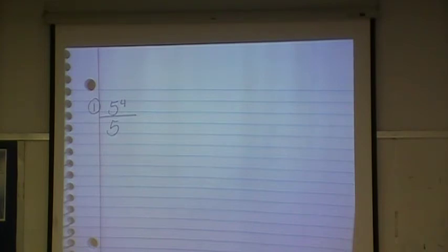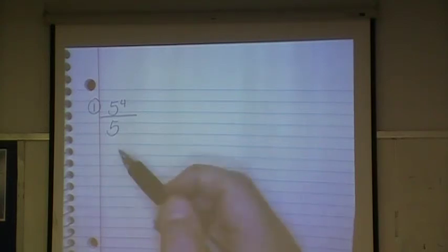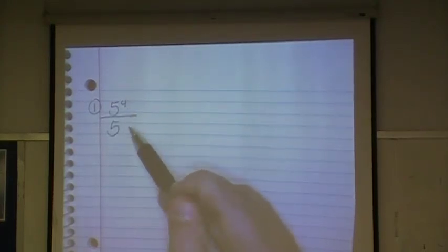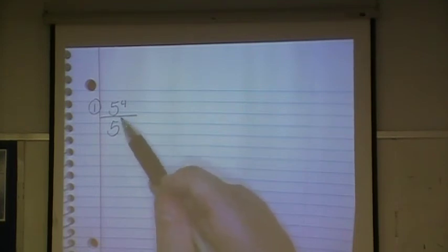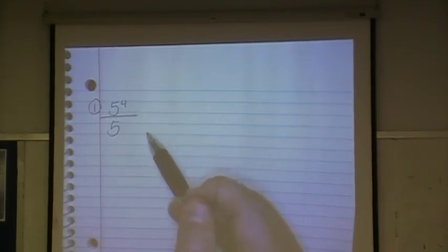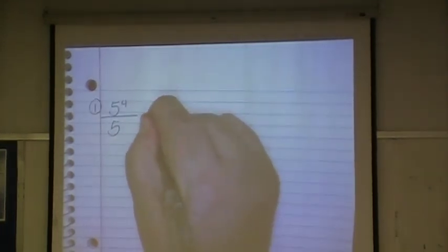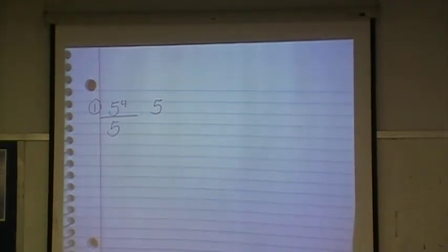Okay? If I was solving this problem, I'd say 5 over 5 is 1. But they don't want you to do that. If you do not have a variable, if you don't have a letter in your problem, and you have the same number on top as you do on the bottom, you're just going to come over here to the side and write a 5. All they're wanting to know is, do you know the exponent rule?